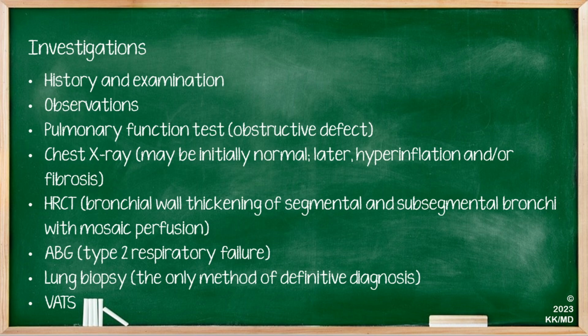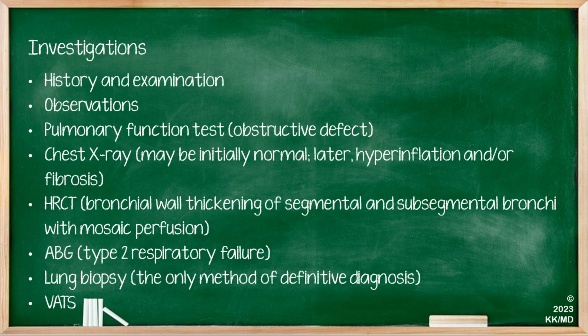The list of investigations for a potential case of bronchiolitis obliterans is really quite long. However, as with anything else in medicine, having a thorough history and clinical examination is key. This is followed by bedside observation to make sure that the patient has enough oxygen levels, and obviously supplementing them with additional oxygen as needed. Pulmonary function tests will show an obstructive defect. A chest X-ray may be completely normal at initial phases. However, at advanced phases, it can show fibrosis and/or hyperinflation.